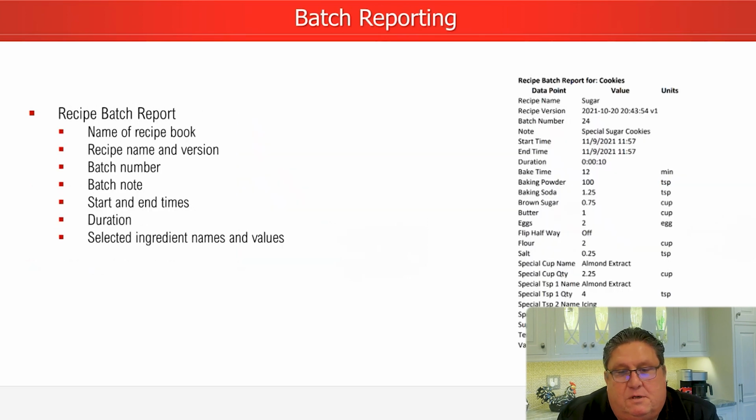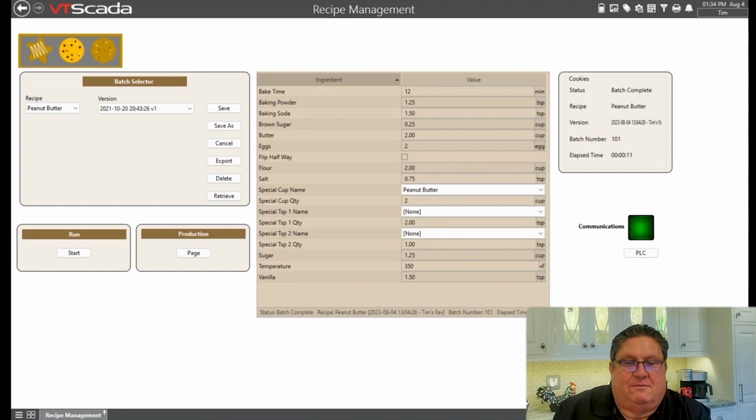And then on the batch reporting, we added to our standard reports something called batch report, and that will give you a report of what that particular batch was, all the ingredients that went into it, the batch number, when it was run, etc. Very important for traceability.